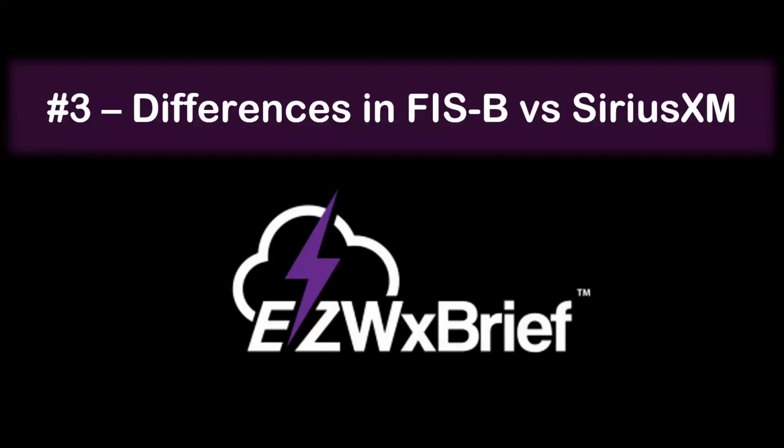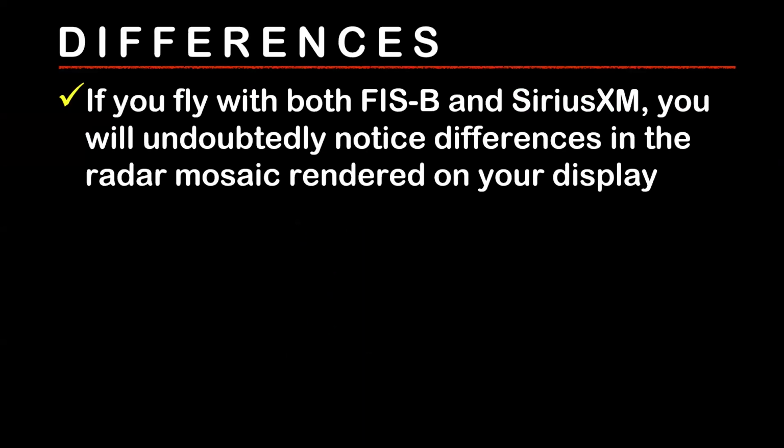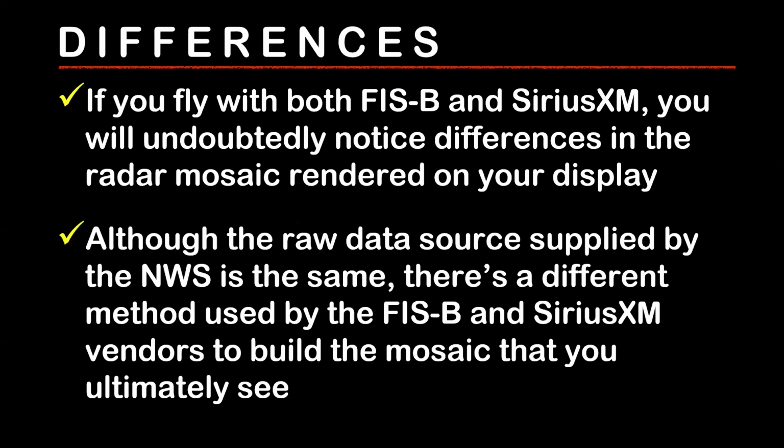All right, so one of the questions we had a lot is, what are the differences between FISB and SiriusXM? And again, there's lots and lots of things that we could certainly talk about here, but I want to focus on a few key items. So if you fly with both FISB and SiriusXM, I do as well. I use a GDL52. It's a portable unit displayed on my Garmin Pilot, so I can see both of these products. So the raw data source itself that you get is really the same.